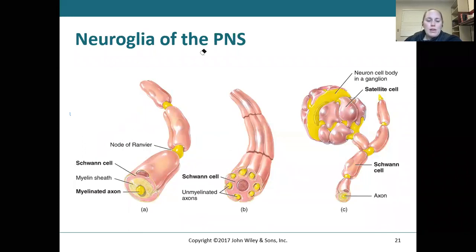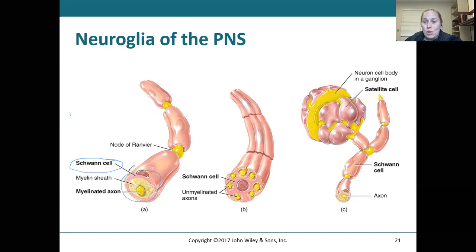Okay, so neuroglia of the peripheral nervous system. So we're talking about the peripheral nervous system and not the central nervous system. There are these 2 different types of neuroglia. So here you can see the Schwann cell. The Schwann cell is going to create that myelin sheath.